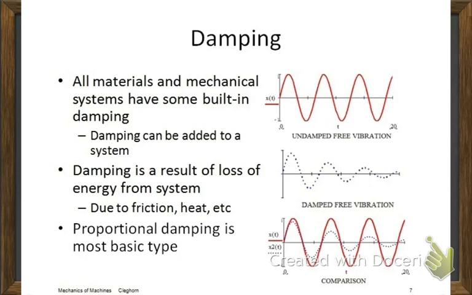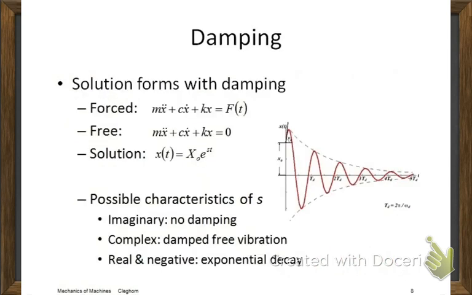So the different types of damping that can be examined, we're going to be looking at proportional damping, which basically describes that the amount that it dampens each cycle is proportional to the next damping cycle. So we'll get back to that a little bit later. The solution forms, we have the same type of equation, but you notice there's another term in here now, that Cx term, or Cx dot. It's the damping factor times the velocity. So you see the forced vibration and the free vibration terms have those damping terms in there.